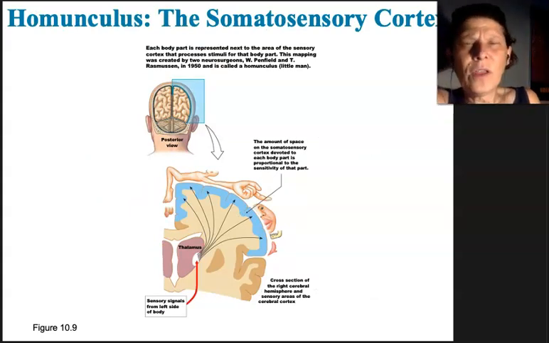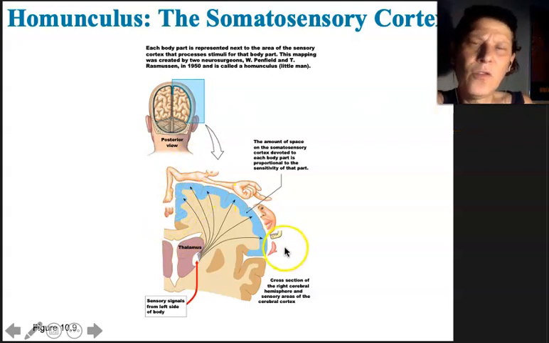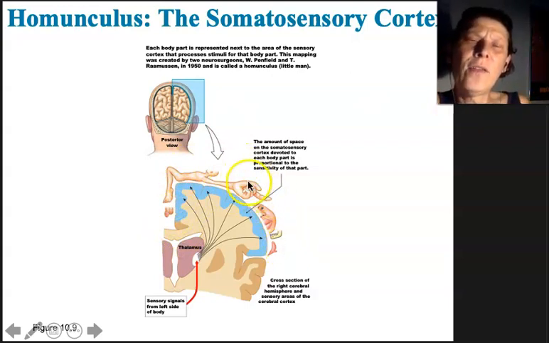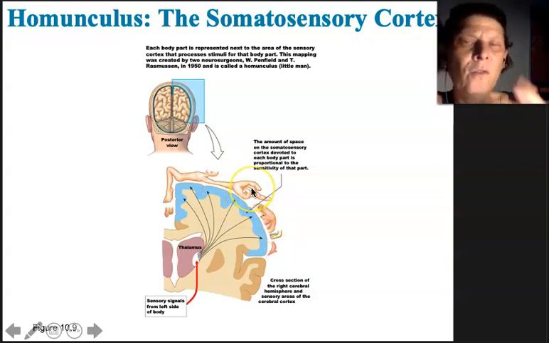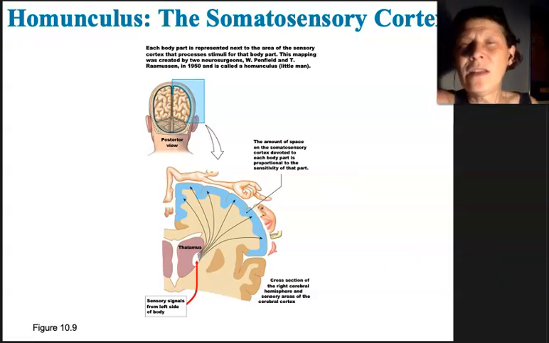Here's just the somatosensory cortex, figure 10.9, the homunculus. I've showed you this before. The size of the projected cartoon tells you the size of the innervation of that area. So your face and your hands usually have lots of sensory receptors, so lots of innervation, and that also determines, of course, how sensitive we are.